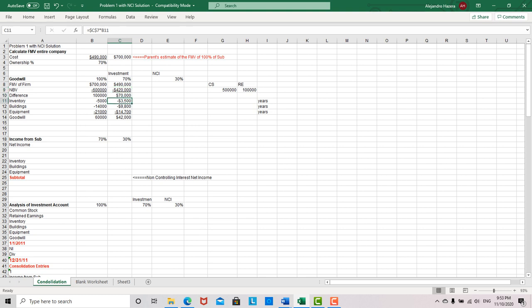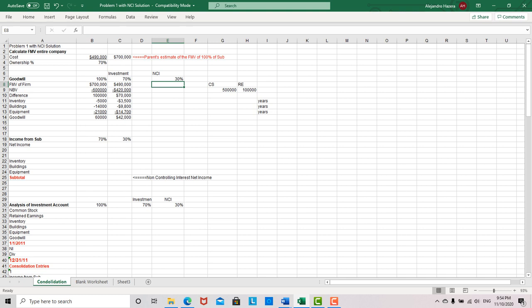Your ownership, your share of the inventory write-up, because it was undervalued, the fair market value is greater than the book value. Your share of the building write-up, your share of the equipment write-up, and 42,000, which is 70% of the goodwill. So you have some wealth in the company. However, you don't own all of it, and now we've got to do the same thing for the 30%.